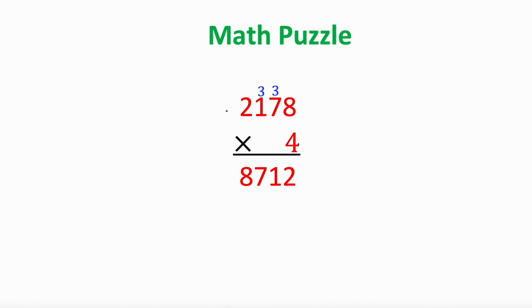So this is our answer. 2178 times 4 gives us 8712. And we can verify it by multiplying. We get 8 times 4 is 32, which is a 2 with a carry of 3. 4 times 7 gives us 28, plus 3 gives us 31, so it's 1 with a carry of 3. 4 times 1 is 4, plus 3 is 7. And finally, 4 times 2 is 8.